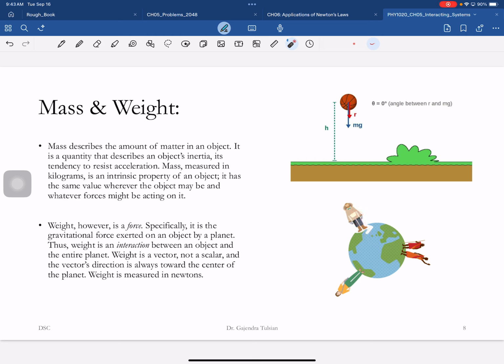So mass describes the amount of matter in an object. Mass is measured in kilograms, and it's an intrinsic property of the substance. So your mass won't change, for instance, if you went to the moon. But if you went to the moon, your weight will change, because the moon doesn't pull you as hard as the Earth is pulling you. So weight, however, is a force. Specifically, it's a gravitational force exerted by the planet.